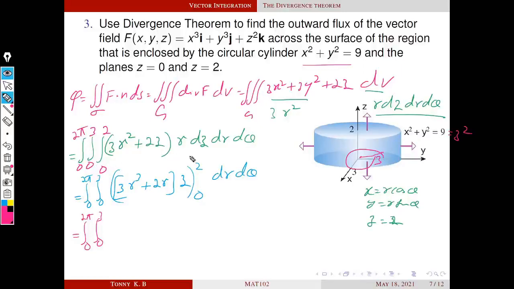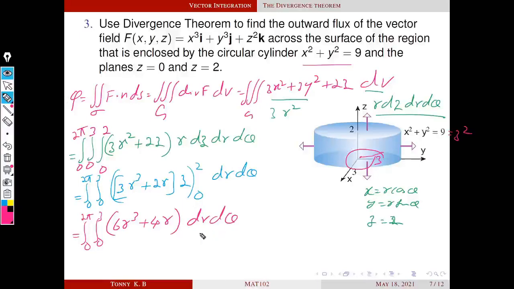First we have to integrate with respect to z. We can treat 3r cube plus 2zr, sorry, 3r cube plus 2r z as a constant with respect to z. So we substitute 2 and 0 for z. After substituting the upper limit and lower limit, this expression becomes 6r cube plus 4r dr d theta.